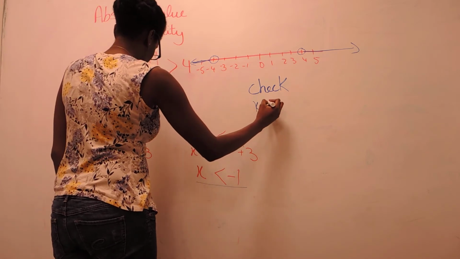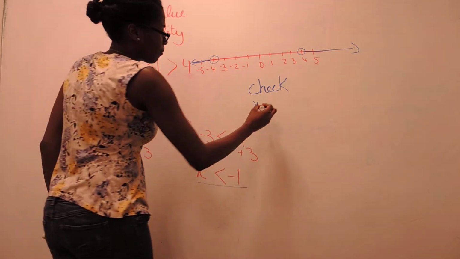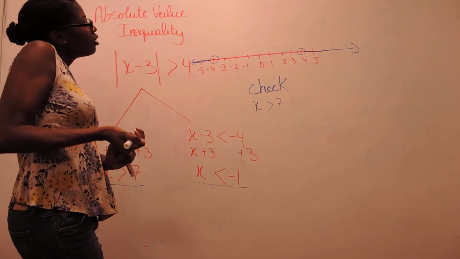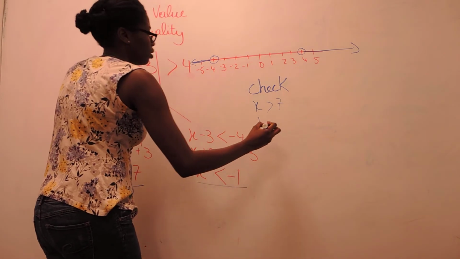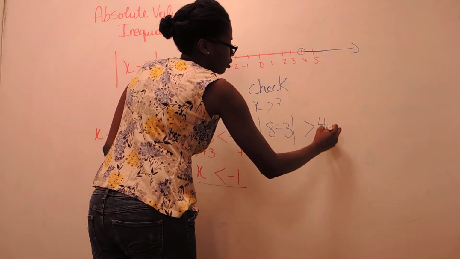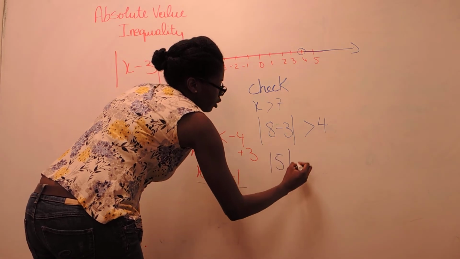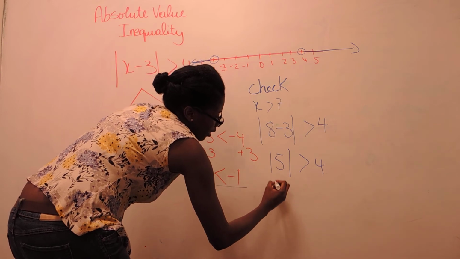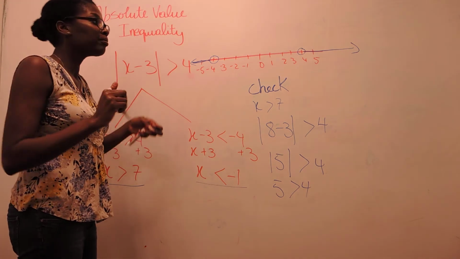We're going to check here when x is greater than 7. What is a number that is greater than 7? 8. Okay. So the absolute value of 8 minus 3 is greater than 4. Here we have the absolute value of 5 is greater than 4. So here we have 5 is greater than 4. So this is true, this is correct.